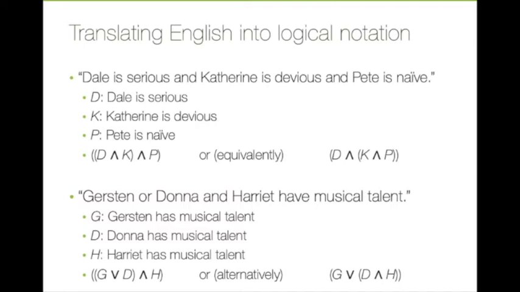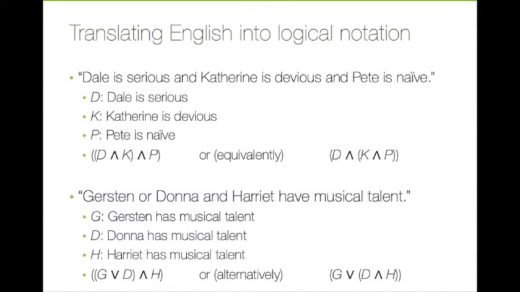Now first, we're going to compare these two examples, and the first one is unambiguous in English, but it can be symbolized in 2 ways in truth-functional logic. So the sentence is, Dale is serious and Catherine is devious and Pete is naive. So we see the 3 atomic sentences there that make this up, and the simple statement letters we've assigned to them. And then we get 2 symbolizations that are possible from the sentence.